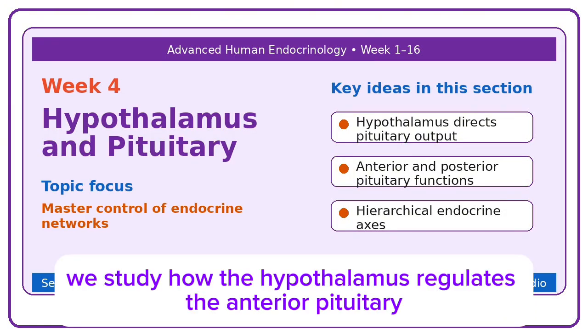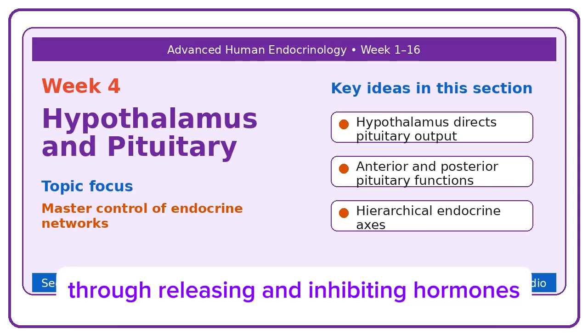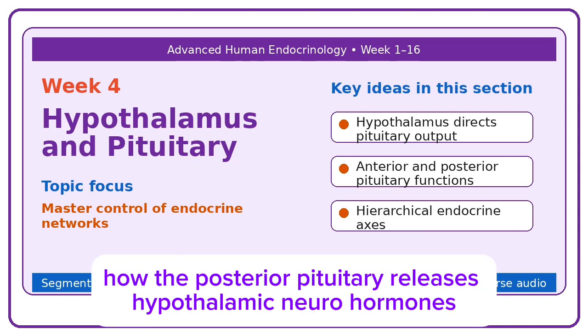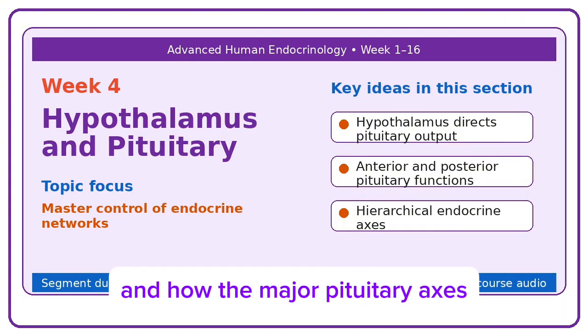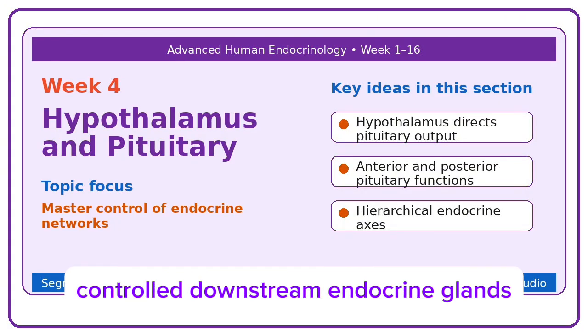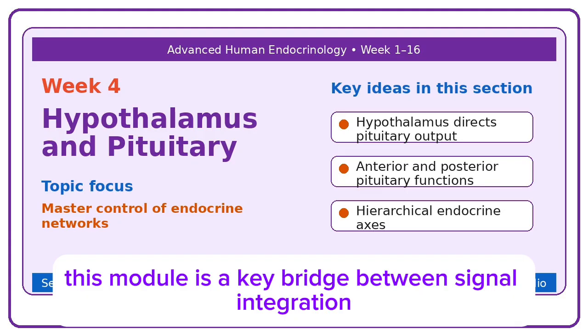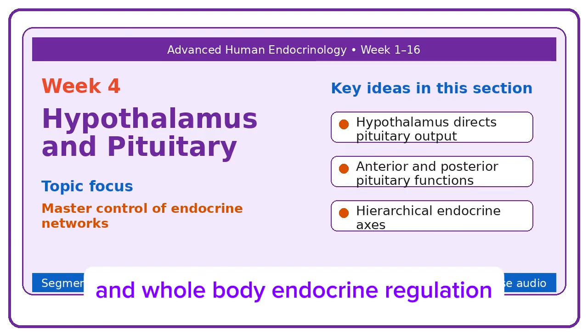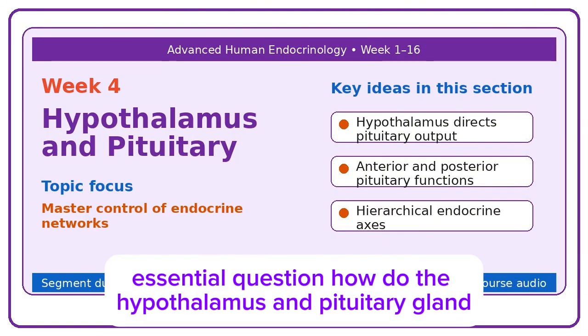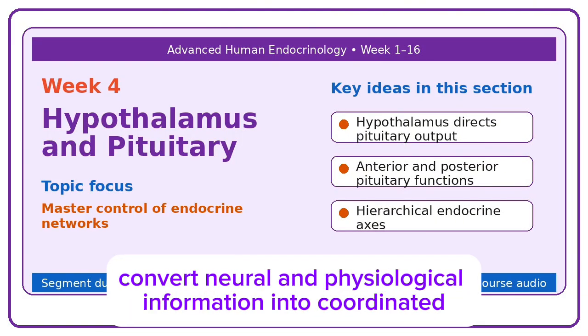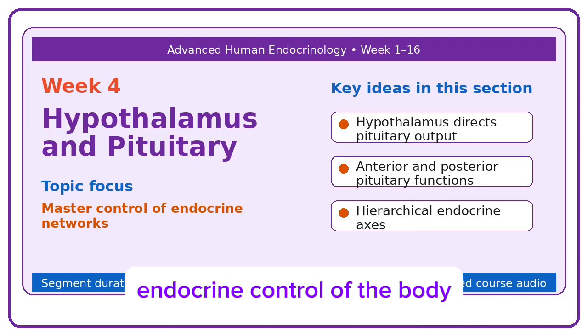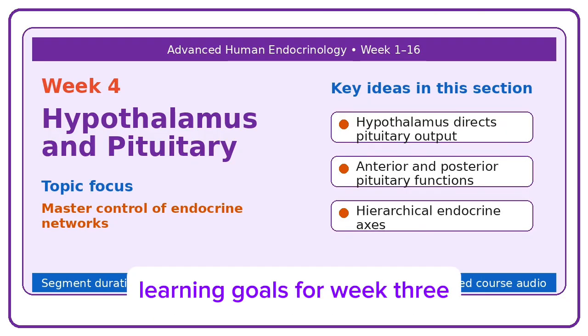In this module, we study how the hypothalamus regulates the anterior pituitary through releasing and inhibiting hormones, how the posterior pituitary releases hypothalamic neurohormones, and how the major pituitary axes control downstream endocrine glands. This module is a key bridge between signal integration and whole-body endocrine regulation. Essential question: how do the hypothalamus and pituitary gland convert neural and physiological information into coordinated endocrine control of the body?